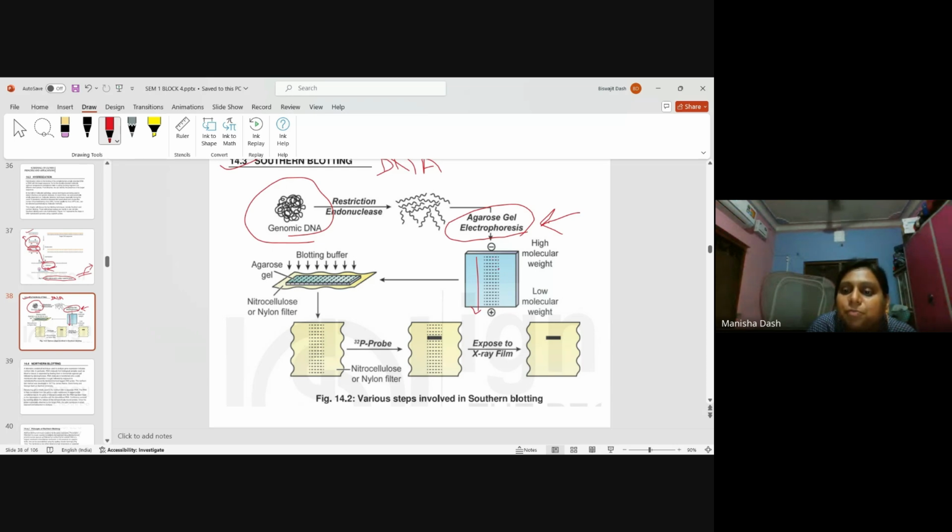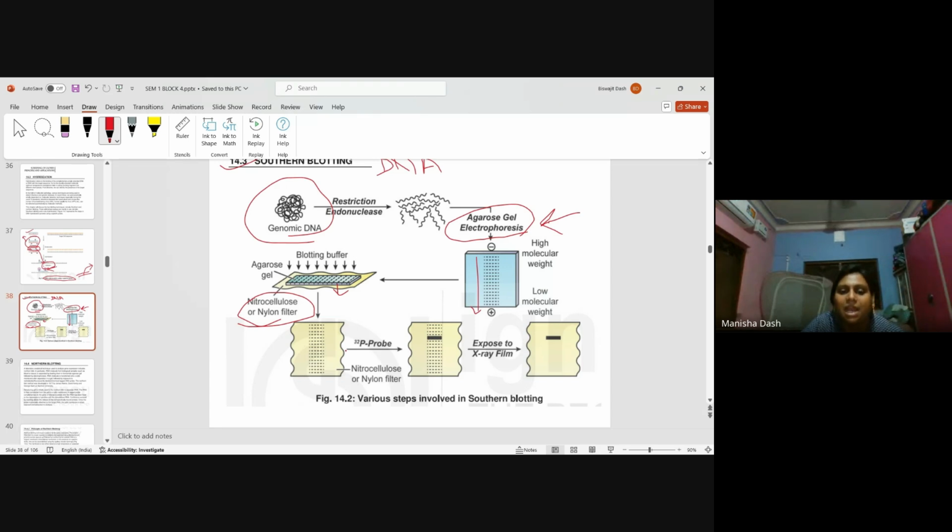Then you put the gel on a nitrocellulose or nylon filter. By capillary action, whatever is present in the gel will move to the nitrocellulose filter. For example, imagine you have a gel and you put a paper behind it. Whatever is in the gel will simply leak onto the paper. A similar thing is happening here.